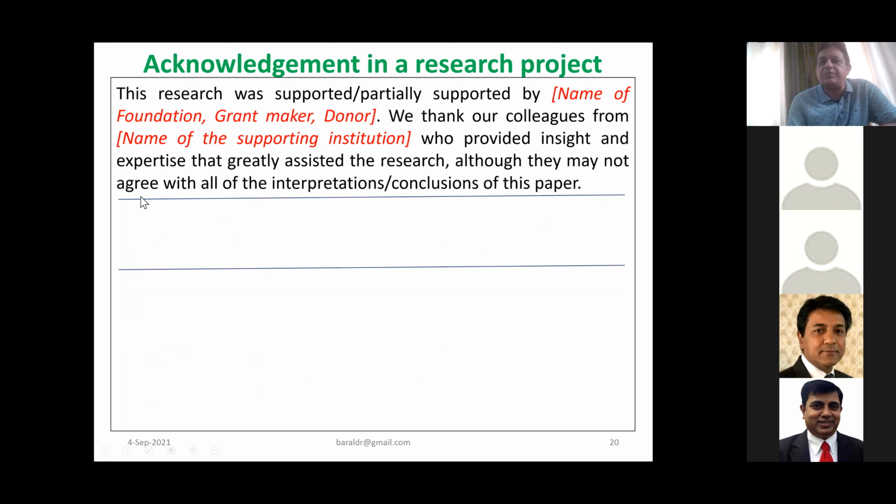There are some examples of how to write in a research project. Like this research was partially supported by, you write some name, who is the grant maker, who is the donor, and we thank our colleagues. Where are they from? We write like that. These are the ways to write acknowledgement in a big research.